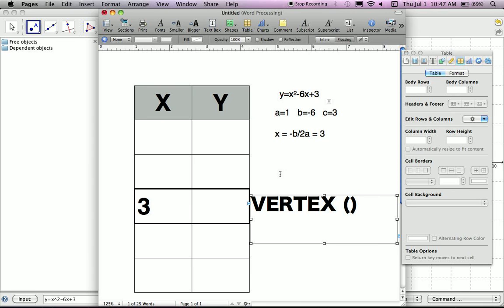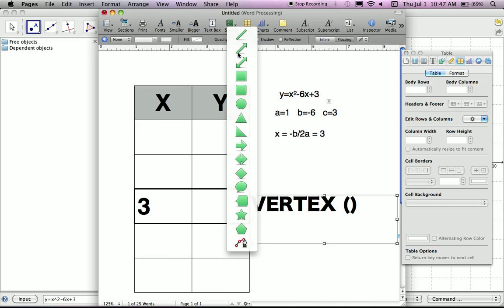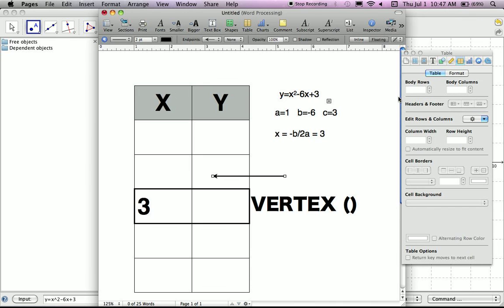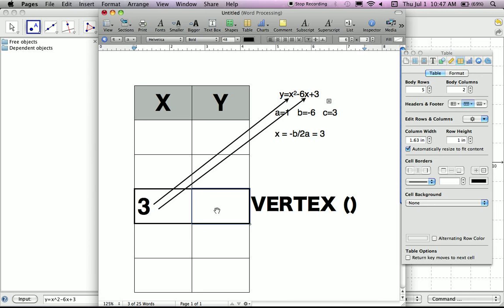Now I'm going to take this 3 and I'm going to put it into the equation for x. Everywhere I see x, I'm going to put it into that equation. Once I do that, what I'm going to get for my y value is a -6.